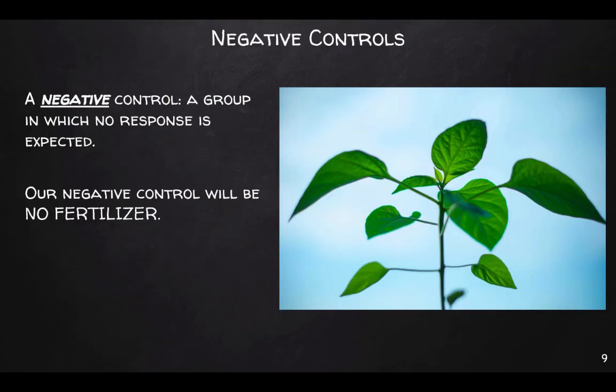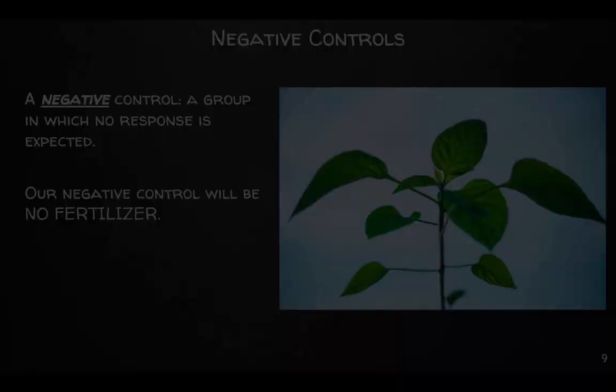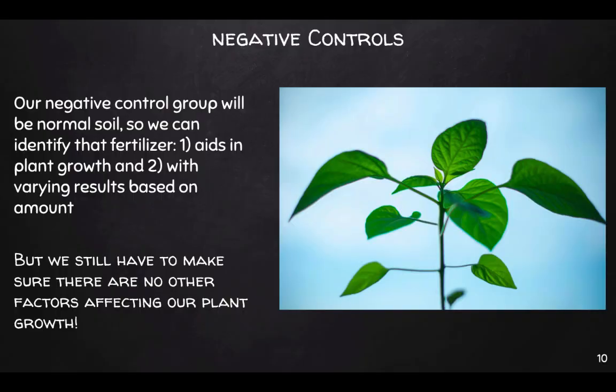A negative control is a group in which no response is expected, which makes our negative control no fertilizer. Our negative control lets us prove that any increase or decrease in growth is a reflection of the fertilizer, not normal plant behavior. In other words, it proves that what we changed actually causes the change, but we need to ensure that the fertilizer is the only factor affecting plant growth.